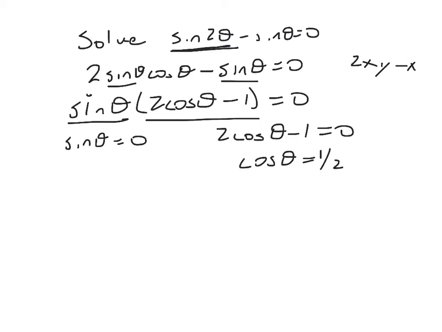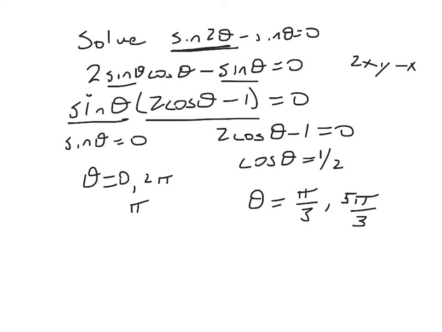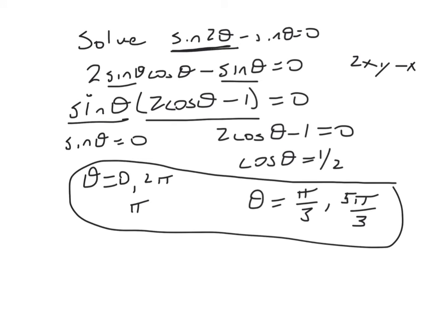Now I can go to my trig table and find that sine is equal to 0 at 0 and at 2 pi and also at pi, and cosine is equal to 1/2 at the value pi over 3 and 5 pi over 3. So if I'm only looking for my answers in between 0 and 2 pi, that would be my set of answers.